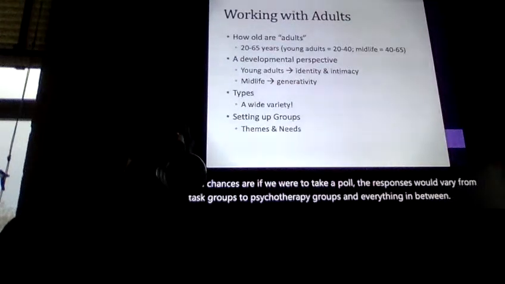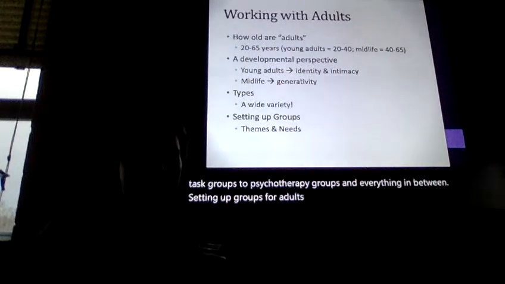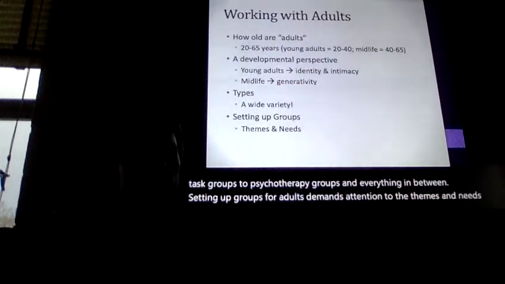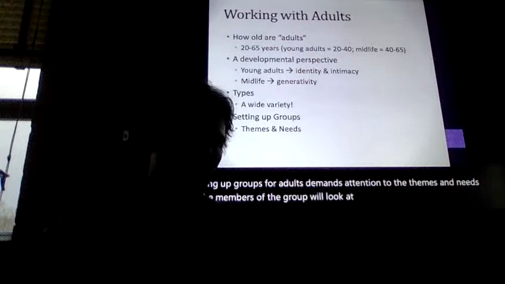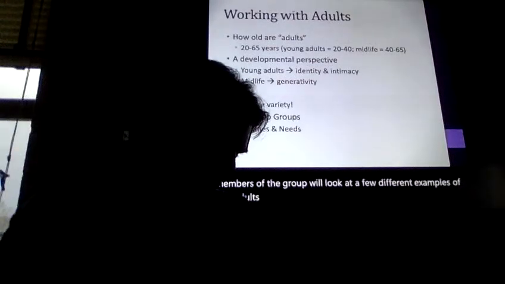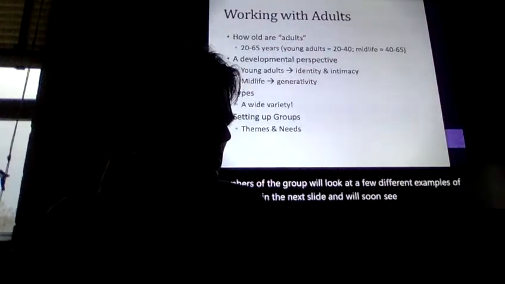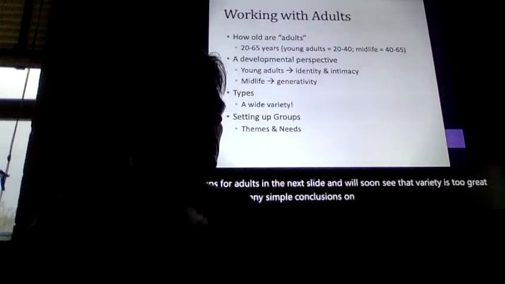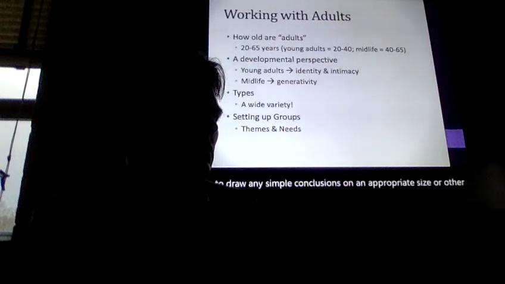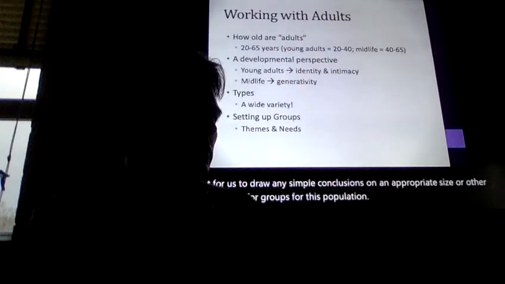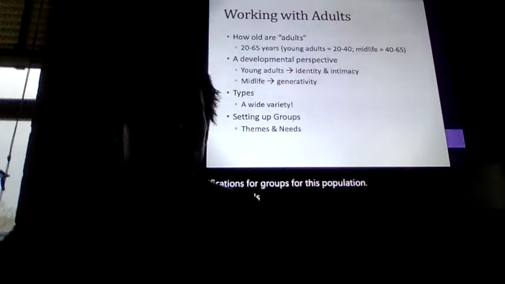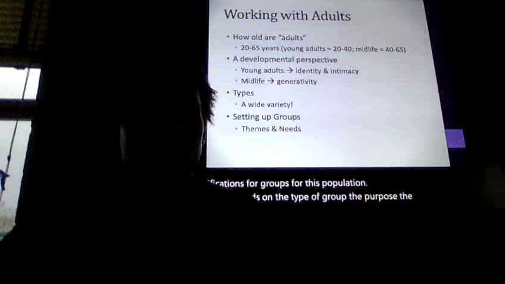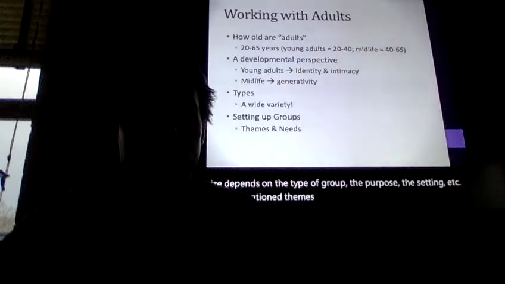Setting up groups for adults demands attention to the themes and needs of the members of the group. We'll look at a few different examples of groups for adults on the next slide, and we'll soon see that the variety is too great for us to draw any simple conclusions on an appropriate size or other specifications for groups for this population. The size depends on the type of group, the purpose, the setting, etc. Instead, as I mentioned, themes and needs are a helpful way to frame the discussion.